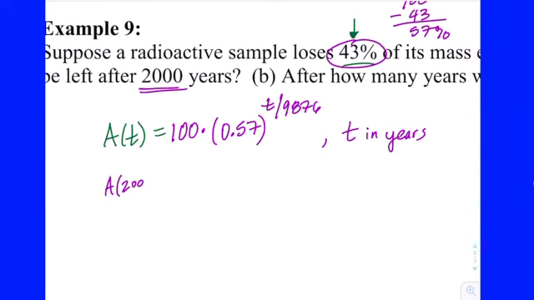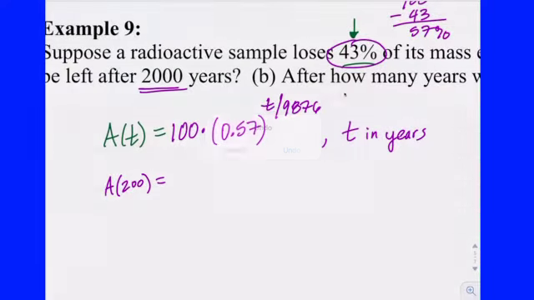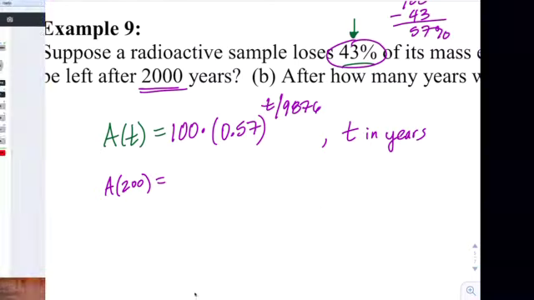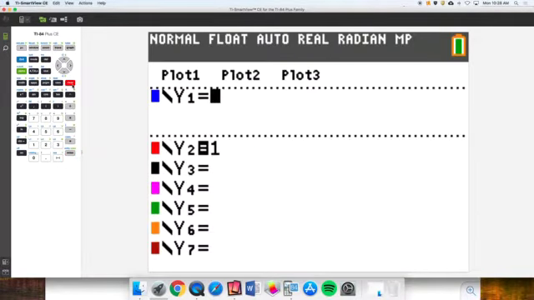So A of 2,000. And again, we're going to go to the calculator here. We're going to type that model into Y1, check it, double check it, make sure it's in there correctly, because we got a lot riding on it. We're going to be doing a lot of calculations with it. 100 times 0.57 to the T, or X, divided by 9876. Double check, triple check. It looks good, doesn't it?